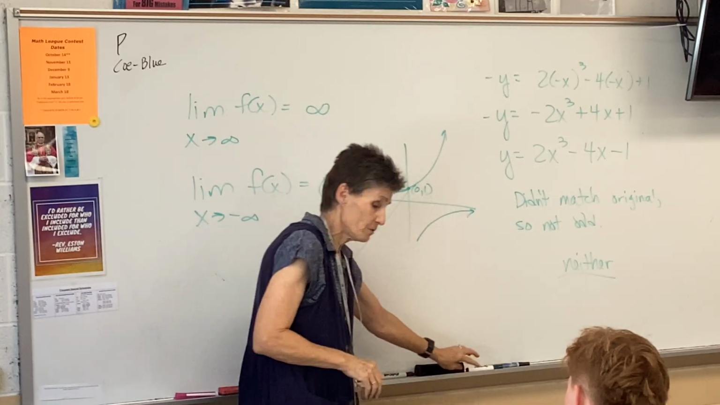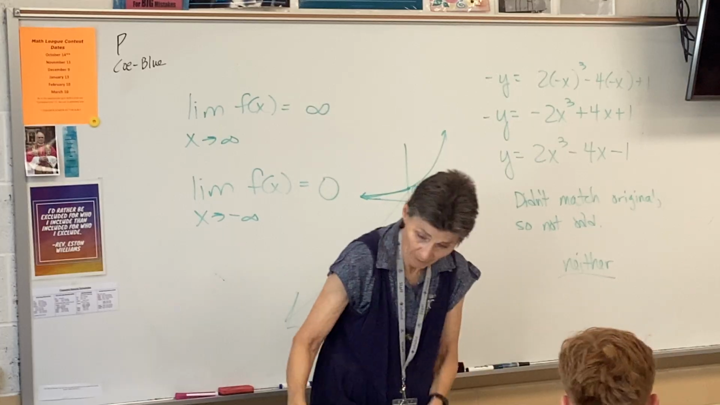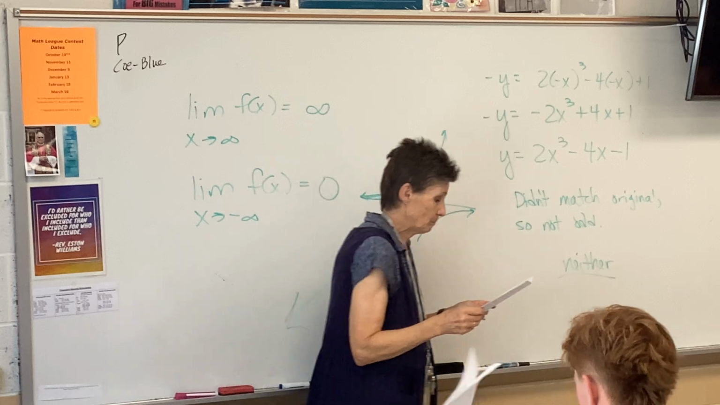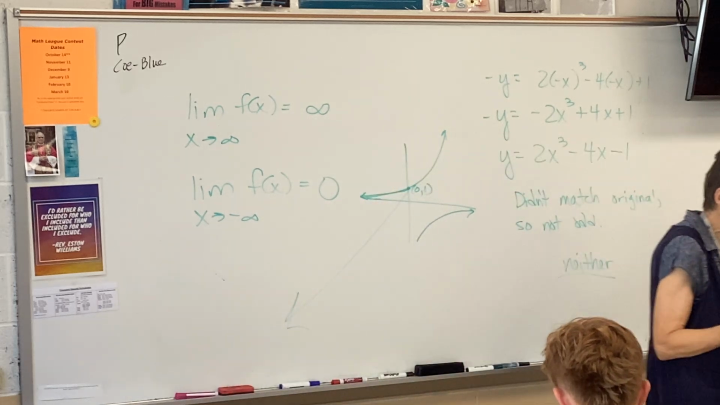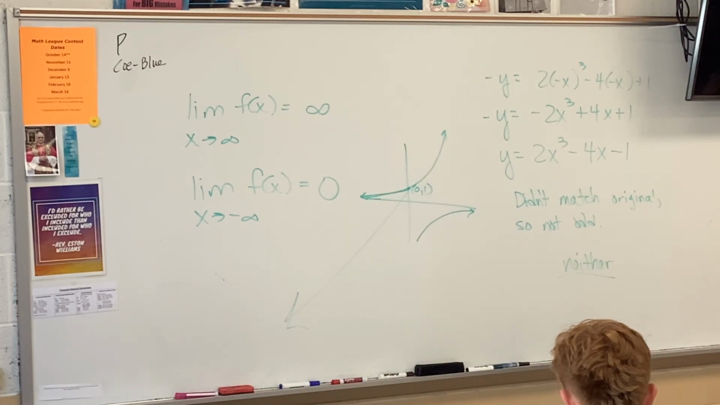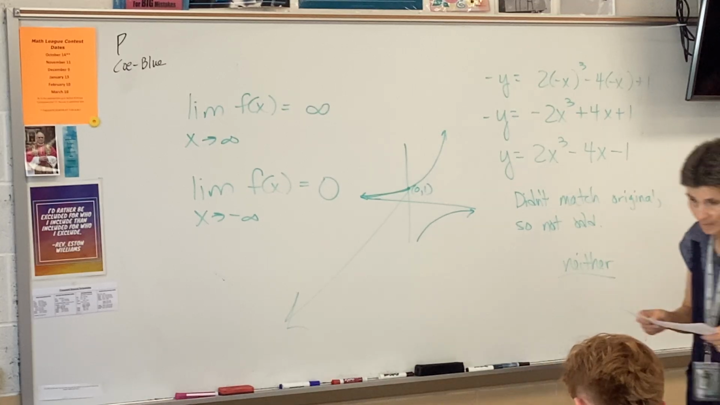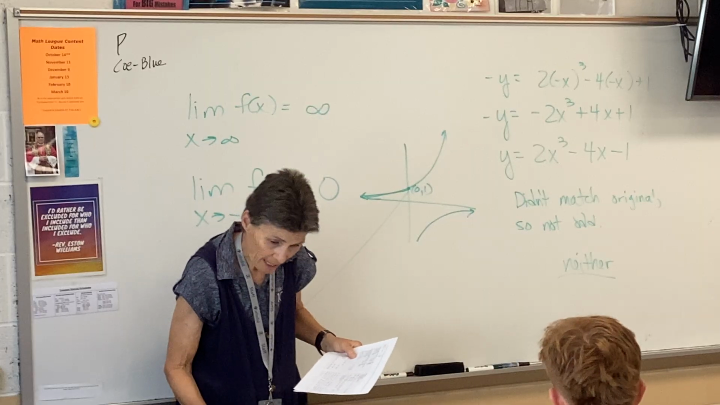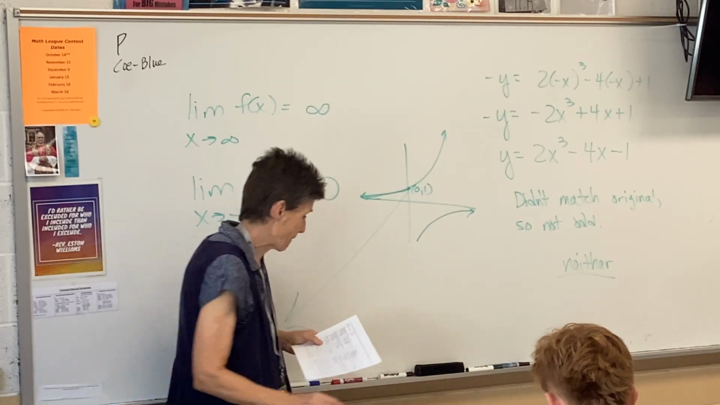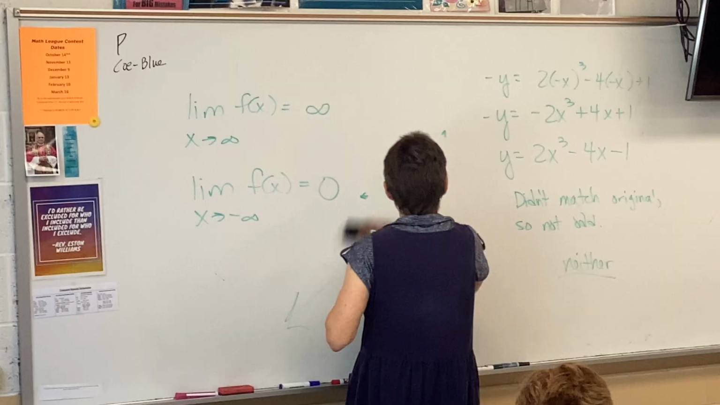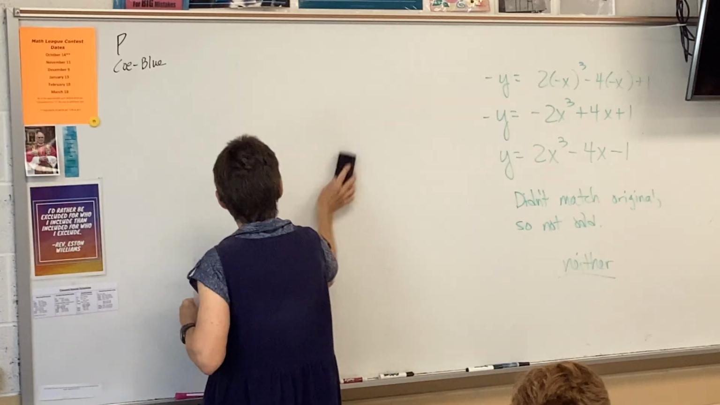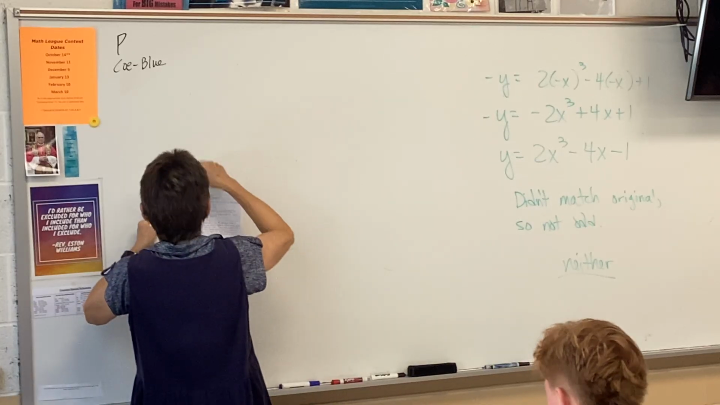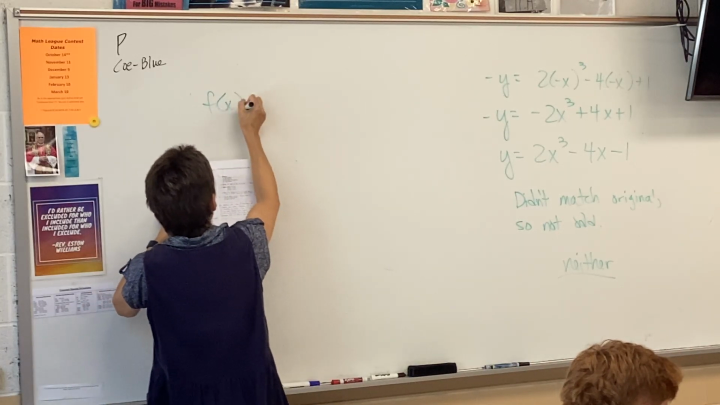All right, let's get back to our review sheet. We're almost out of time. I can't remember honestly. Let's do that other piecewise function. So this is 3A.